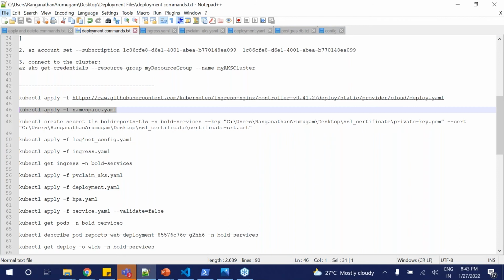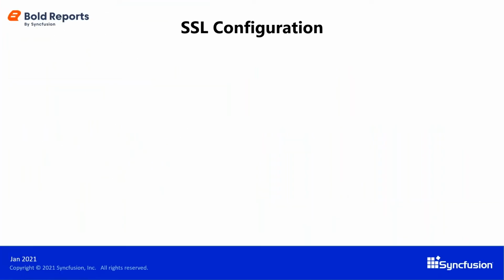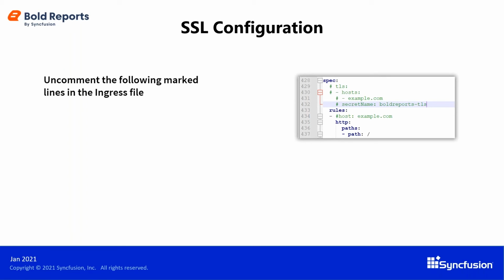Now let me show how to configure SSL binding in your cluster. SSL stands for Secure Socket Layer. It is the standard technology for keeping an internet connection secure and safeguarding any sensitive data that is being sent between two systems. By default, our application will be hosted in non-SSL mode. If you want to configure SSL, we need to uncomment those lines in the ingress file, and we can replace example.com with our domain name. Now let me show you how to configure SSL and map the domain to our application.